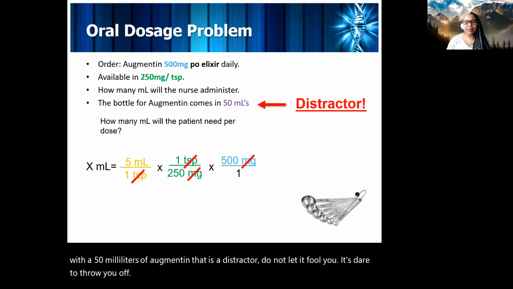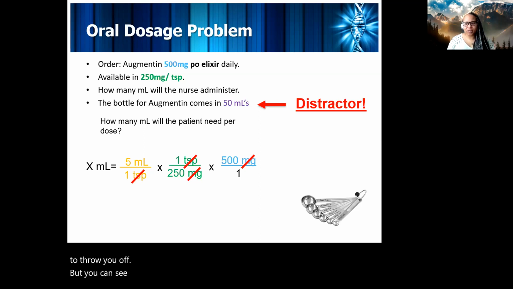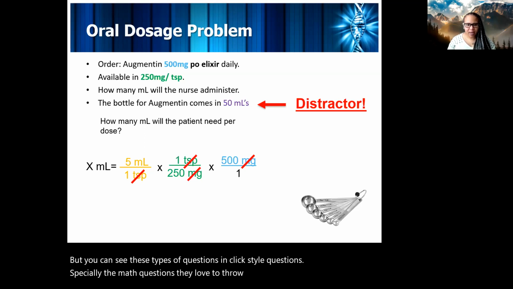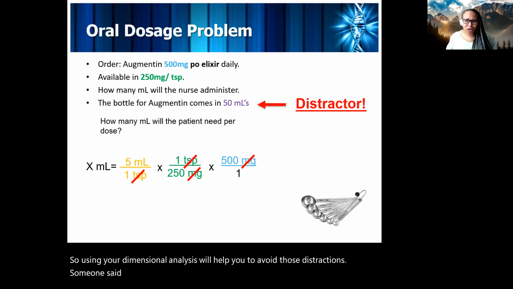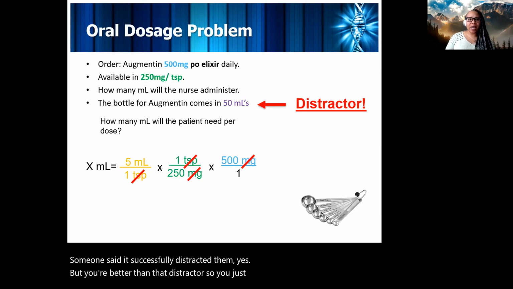But you can see these types of questions in NCLEX style questions, especially the math questions. They love to throw in distractors. So using your dimensional analysis will help you to avoid those distractions. Someone said it successfully distracted them. Yes, but you're better than that distractor. So you just ignore that distractor and compute what you know.